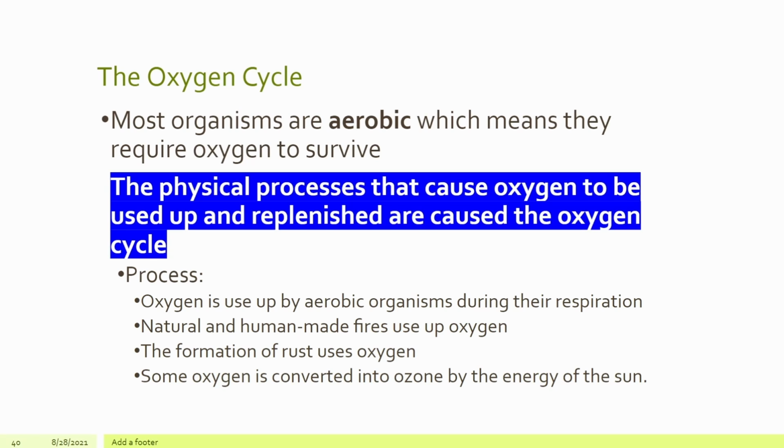And these involve a lot of organisms, especially the aerobic ones. So the general process is oxygen gets used up by organisms. When they breathe, they take it in. And then natural and human-made fires also use up oxygen. There's also the formation of rust. That's an oxygen-using process. And some oxygen is converted into ozone by the energy of the sun.